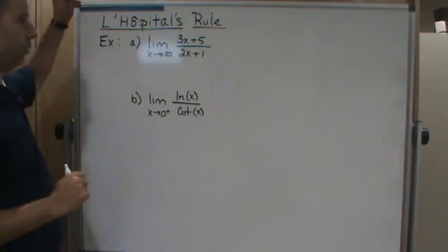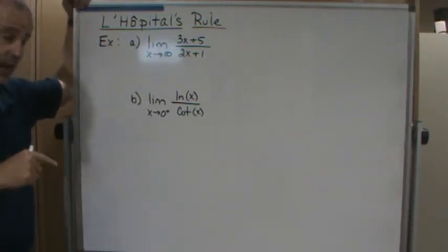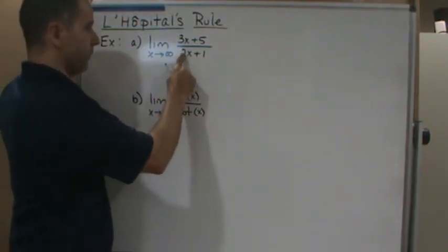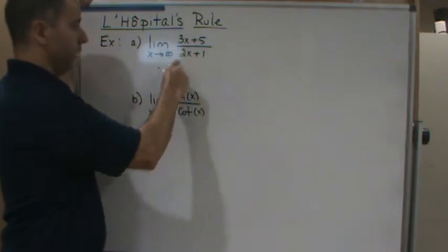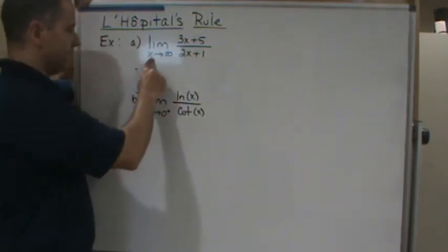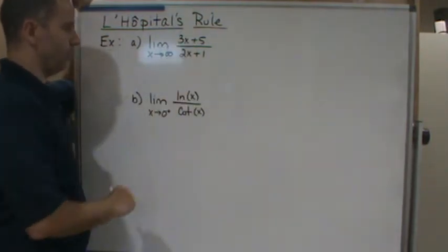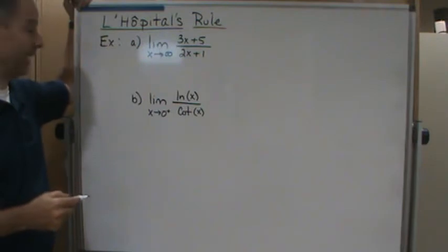So we know from previous discussions, previous videos, that the limit of this thing is going to be 3/2, right? If we look at the ratio when we talk about end behavior, as x goes to positive infinity, this thing is going to 3/2. But let's use L'Hopital's rule and show that we get the same answer.